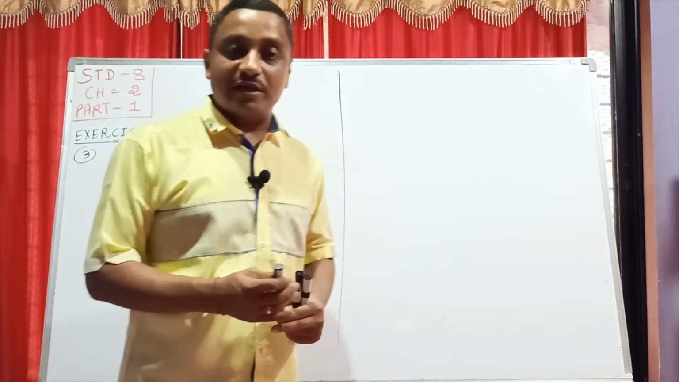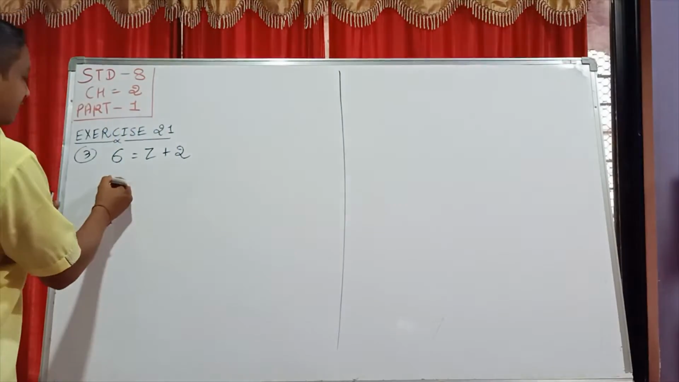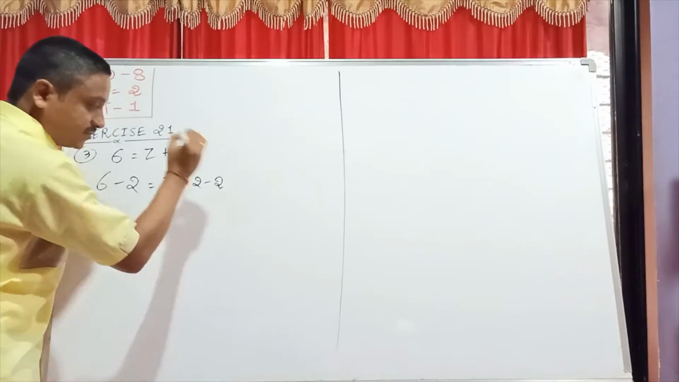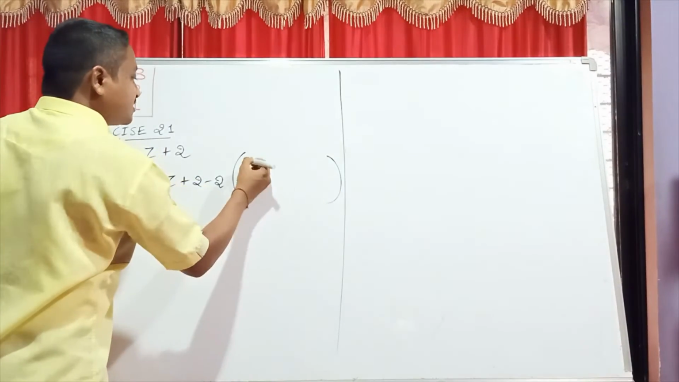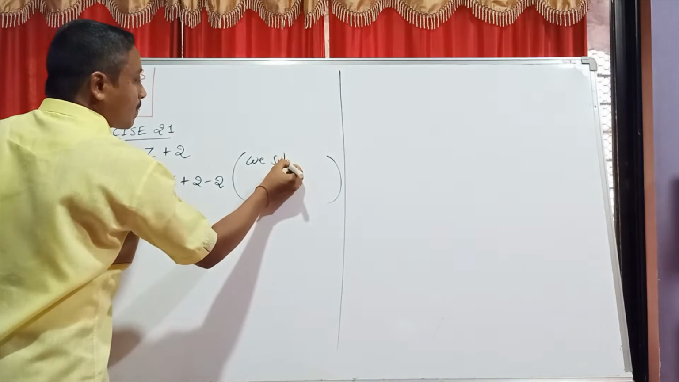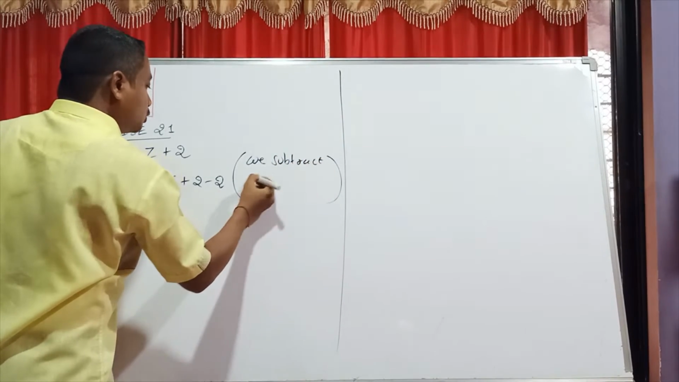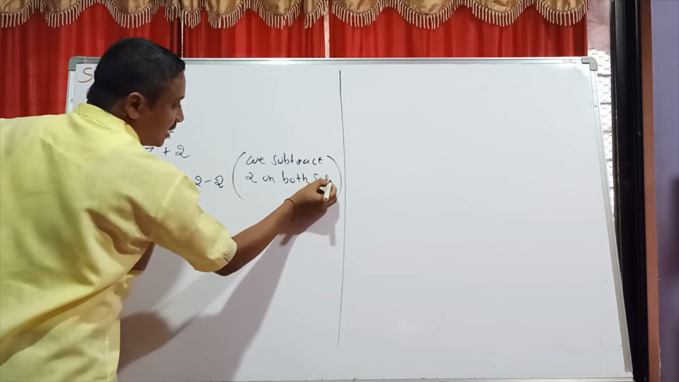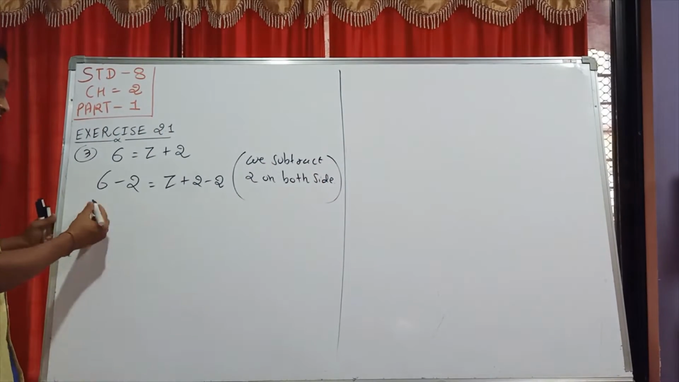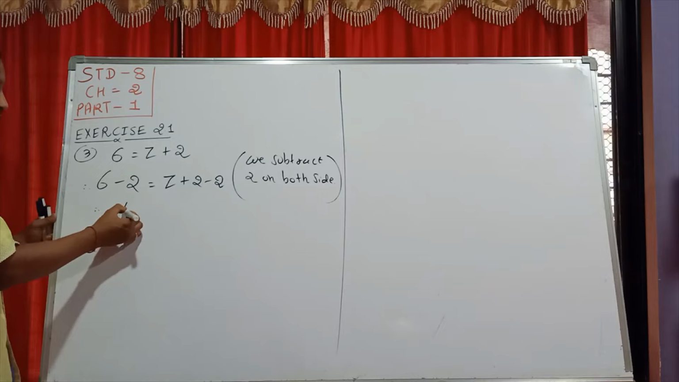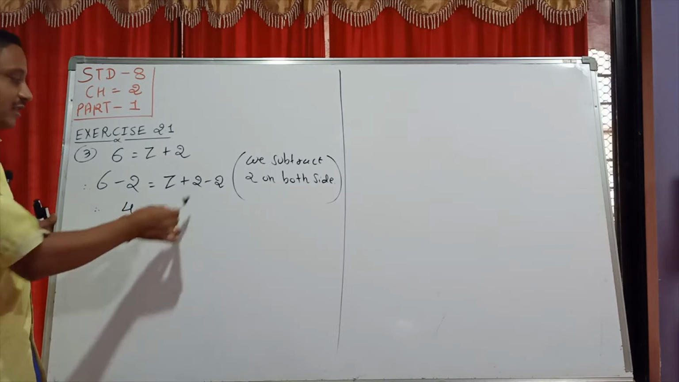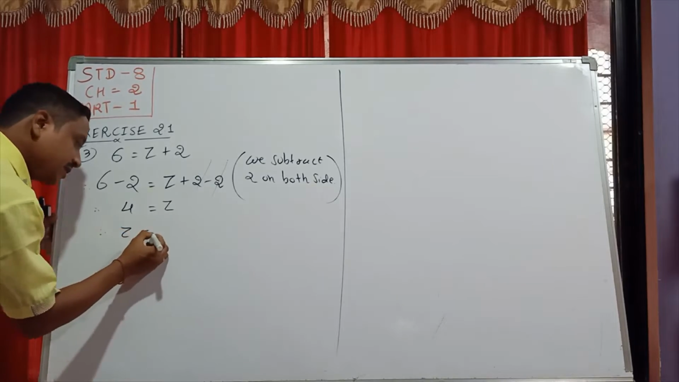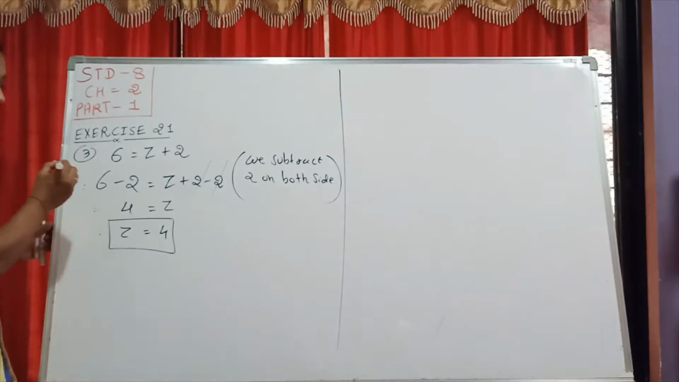Students, it is a variable z. So we subtract on both sides, as we did in previous sums. And mention here we subtract 2 on both the sides. It's a very easy and simple process. So here, how many is 6 minus 2? It is 4. And this 2 and this 2 are gone, only you get z. So rearranging, z is equal to 4 is my answer.